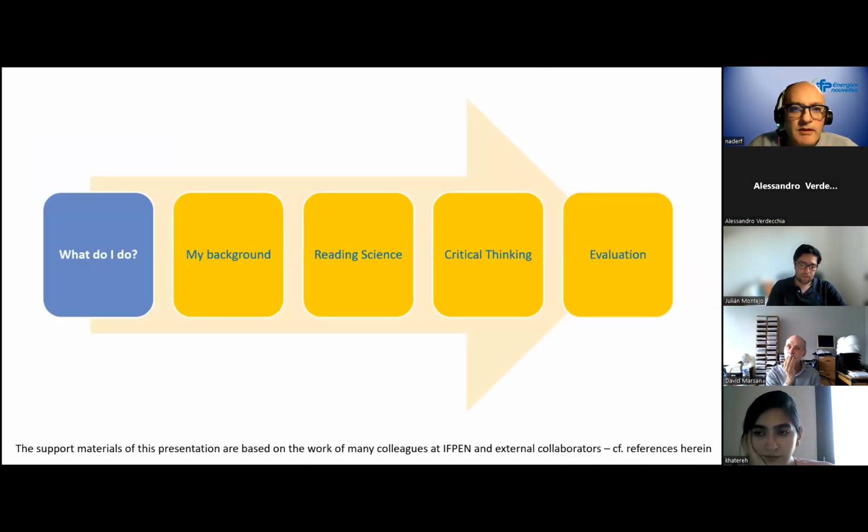So here is the way I would like to present, at least to try to be helpful for you, hopefully. First, I want to show you what I do and then give you a little bit of background. Then I would like to look at reading science, critical thinking, and evaluation. In my opinion, at this stage of your PhDs, you have already gone through this. You have already been reading articles, understanding them, and making use of them. So I'm not sure how good the timing is for you, but maybe it will give you some ideas that you can adopt in your research.